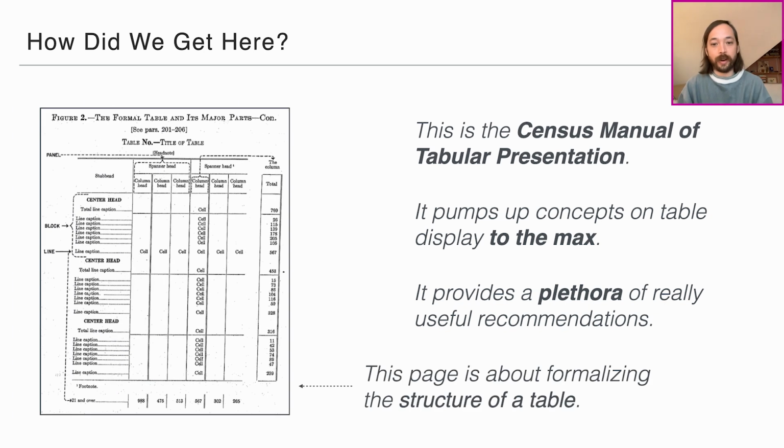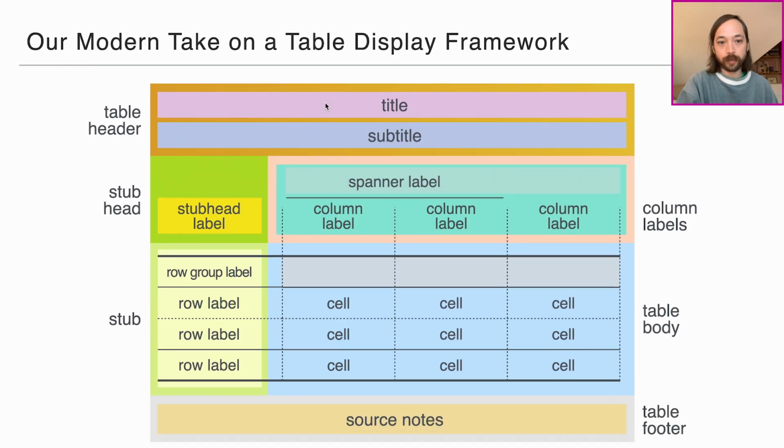So here's an example about how to formalize the structure of a table and different parts of a table and even names you might give to them. And that's exactly what we use today. So here we have this modern take on the table display framework that powers Great Tables. So notice we have parts like a header with a title and subtitle. We have column labels with something called a spanner label, which is high-level columns. And then we have everything in the table body and source notes.